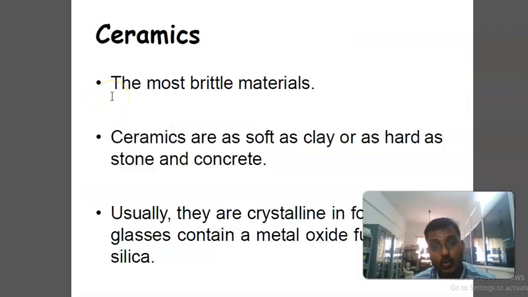Ceramics are mostly brittle materials. I think many of you have seen ceramics like tiles, wash basins, and many of the equipments, and also cooking utensils like tumblers and bowls, which are also made up of some of the ceramics. Ceramics are as soft as clay or as hard as stone and concrete. Usually, they are in crystalline form. Most of the glasses contain metal oxide filled with silicon. This is about ceramics.